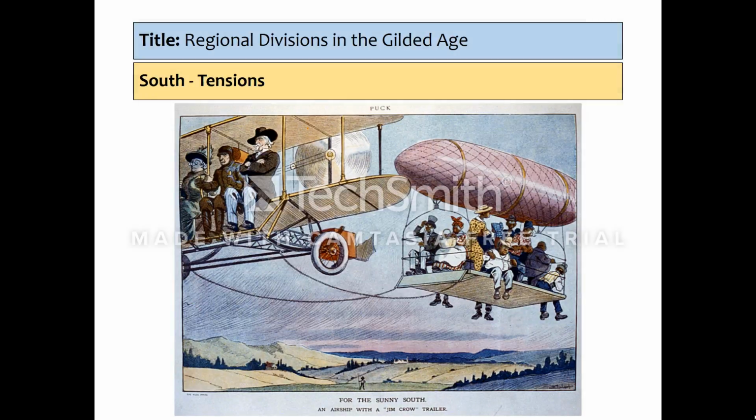Now, obvious tensions are in the New South. After Reconstruction, or the attempts at reconstruction, the New South is born. However, it's very much the same as the Old South. This image shows the effects of the Jim Crow trailer, and you can see the South in the picture, how barren it is, how agricultural it is.